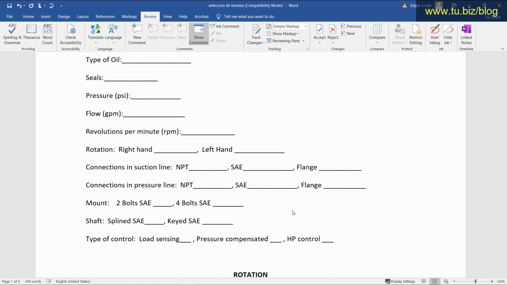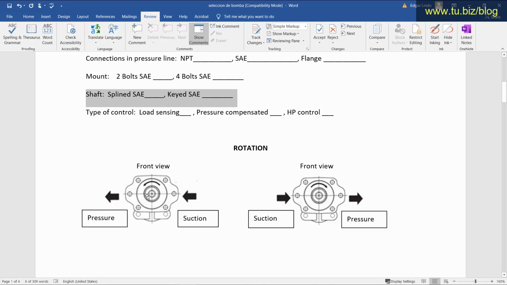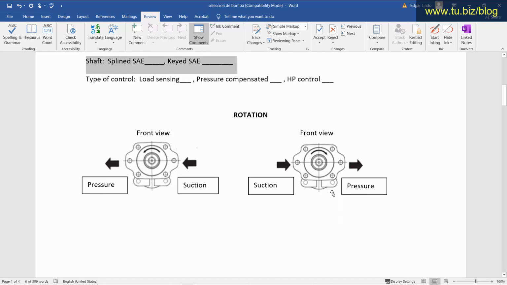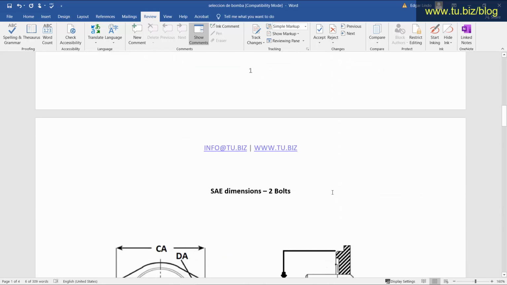So I'm going to give you the SAE dimensions over here, which are standard. So there you go, you have a standard mount. You can interchange a lot of pumps. The type of shaft is spline or key shaft, and we're going to give you dimensions for it. This is the rotation of the pump. If you look from the front view, where you're looking at the shaft, if it spins in this direction, that's a left hand. If it spins in this direction, it's a right hand rotation. So that's just some visual aid that we have.